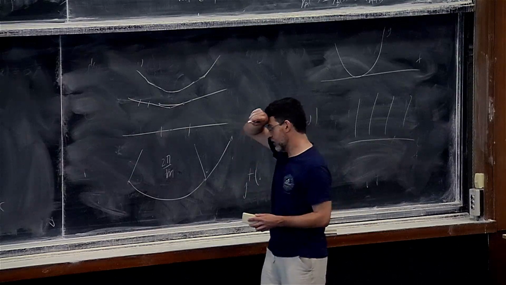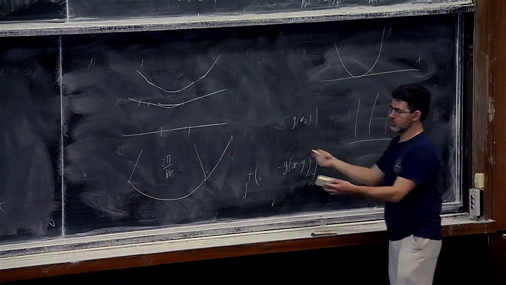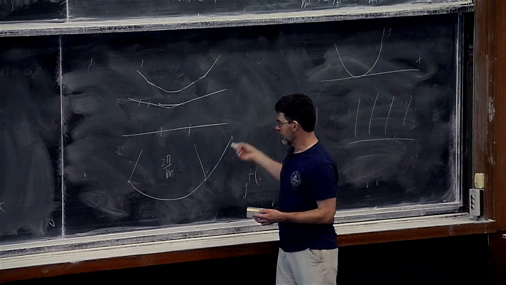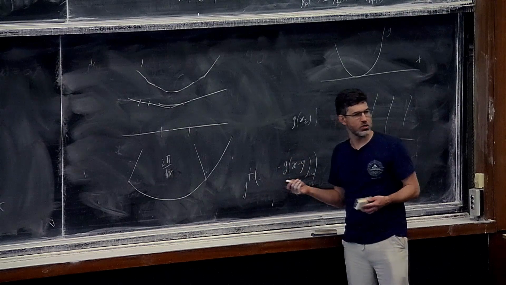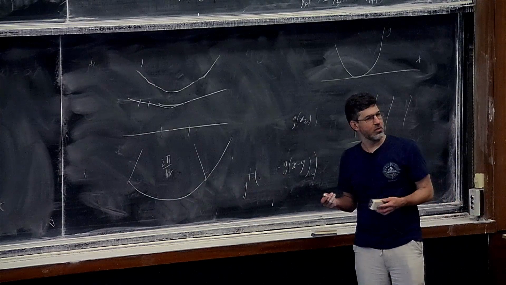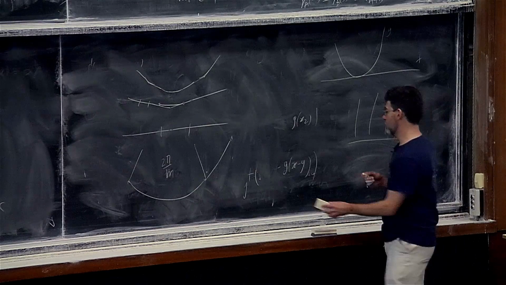OK? Now, we are not done yet, because we cooked up a curve such that the curvature vanishes on a Cantor set, but that's not enough. Remember, that was a necessary condition, but it's not sufficient for non-smoothness. So we have to do a little bit more work.